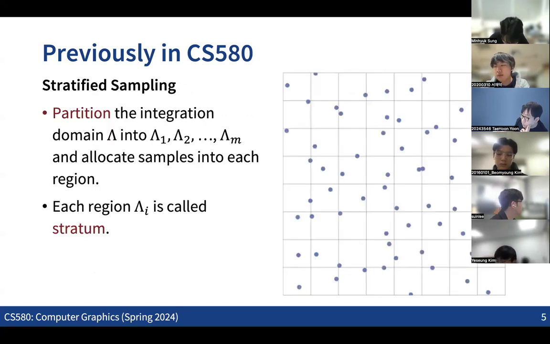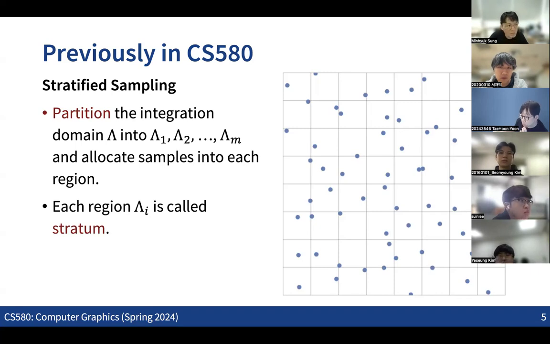And it's a way to improve the efficiency of calculating this kind of estimator. One of the ideas we also discussed last time was stratified sampling. This was the idea that we partition the domain of the integral into multiple regions, and then allocate the samples into each partition based on the probability density function that we also define for each partition.